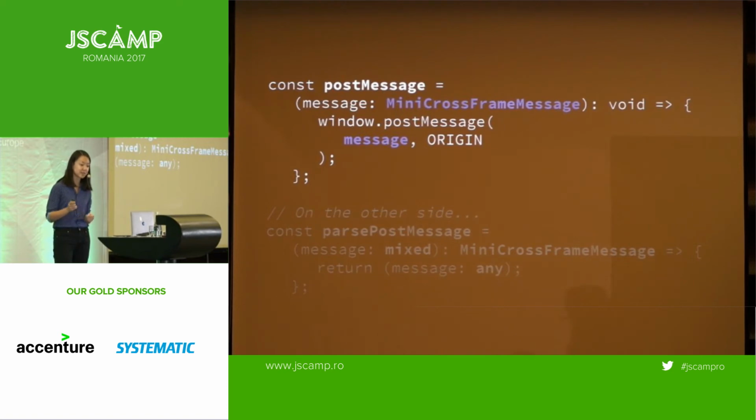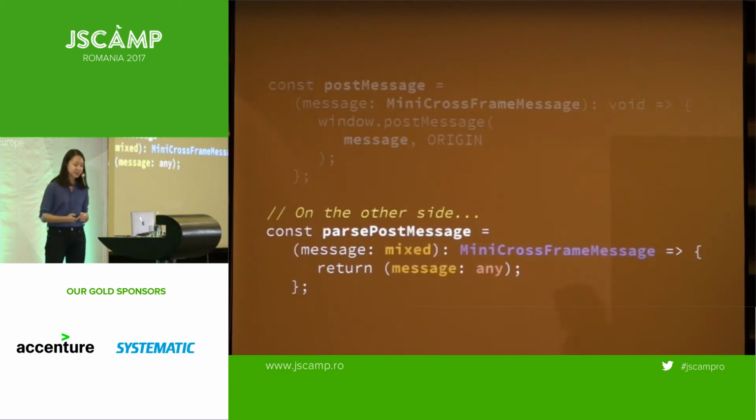It only takes a mini cross-frame message, and if you pass it something else, Flow will not even build your file. On the other side, we parse post message. We take in a mixed value, which can be anything, and we return a mini cross-frame message. So here you can see where we do that unsafe casting. Message at first is a mixed unknown type. We would have to refine it, but instead we just cast it to any and then cast it back to mini cross-frame message, which is the return type of our function.